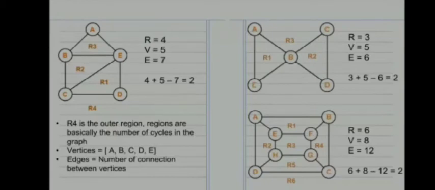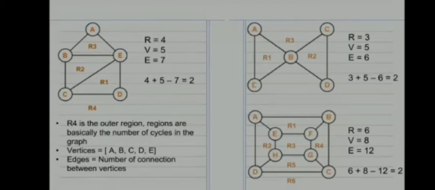Then moving on to the next example, we again have 3 regions: R1, which is triangle ABC, R2, which is triangle CDB, and the outermost region, which consists of all the other regions. So we have a total of 3 regions. Moving on, we have a total of 5 vertices, which include A, B, C, D, and E. And the total number of edges are 6. And again, when we apply Euler's formula, we get 3 regions plus 5 vertices minus 6 edges gives us 2. So again, Euler's formula is proved to be true.